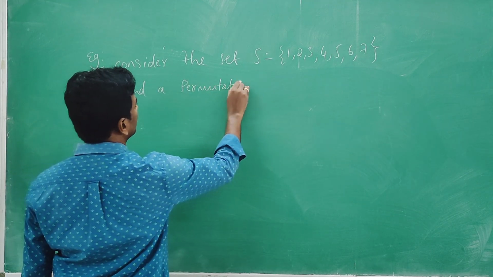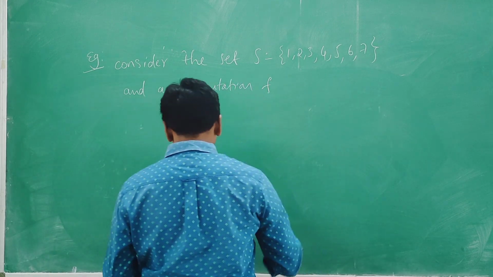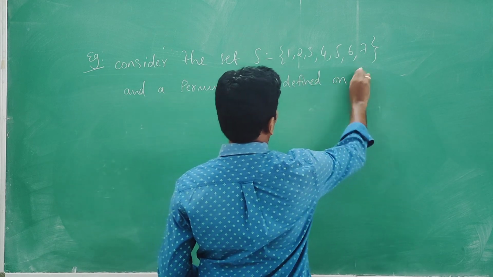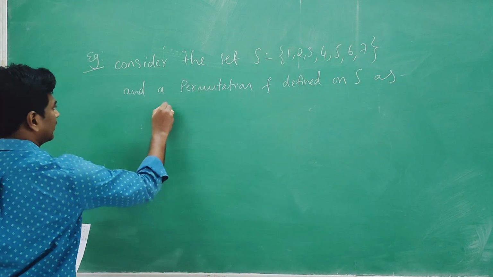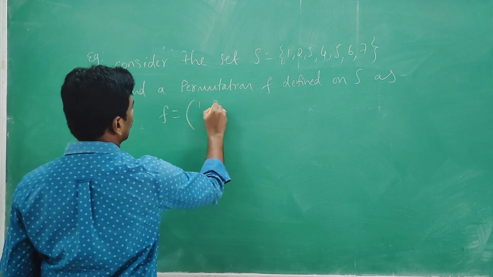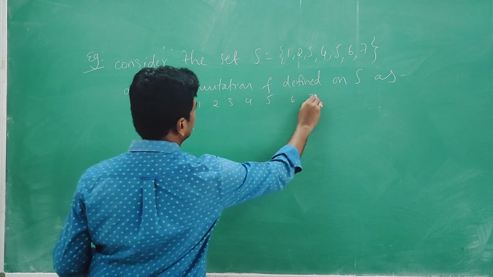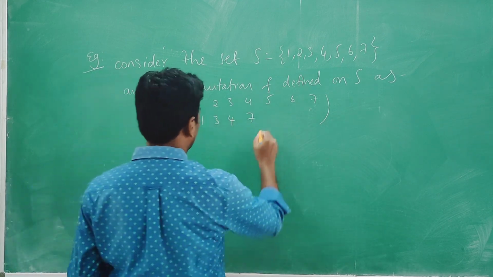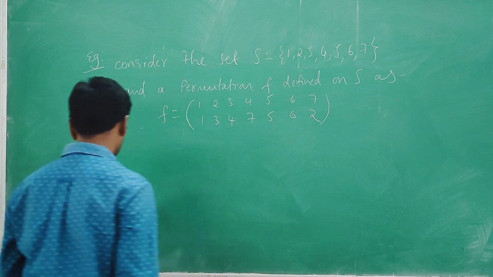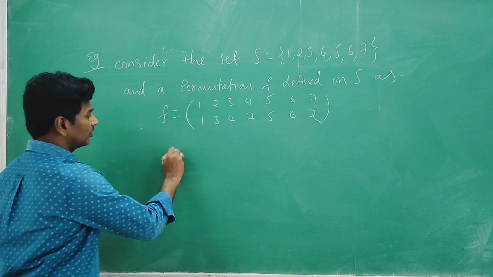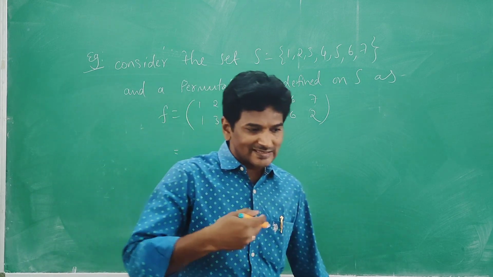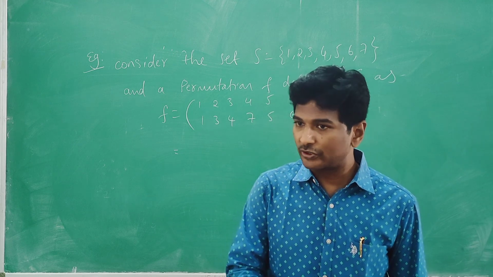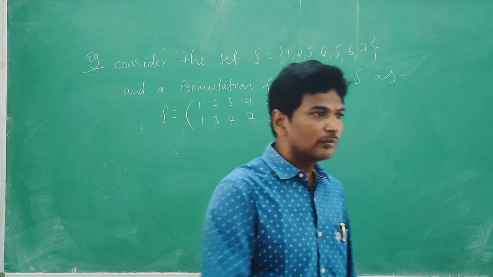defined on S as f is equal to 1, 2, 3, 4, 5, 6, 7. The images are 1, 3, 4, 7, 5, 6, 2. Now, we have to find the cyclic permutation. What is the length of the cyclic permutation and what is the degree of the permutation?